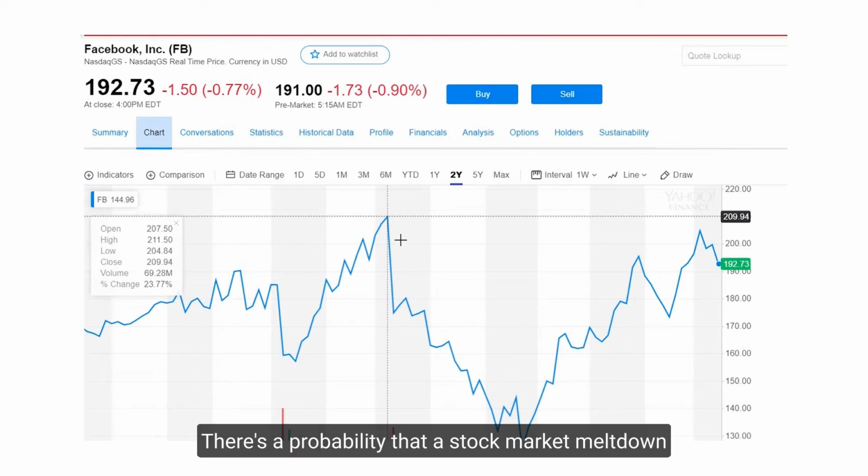There's a probability that a stock market meltdown will happen in the near or medium term. You can make a lot of money if you keep your emotions in check and buy equities when they're falling, similarly to those investors who purchased in 2009. Strategy number 5. Keep turning over pages.